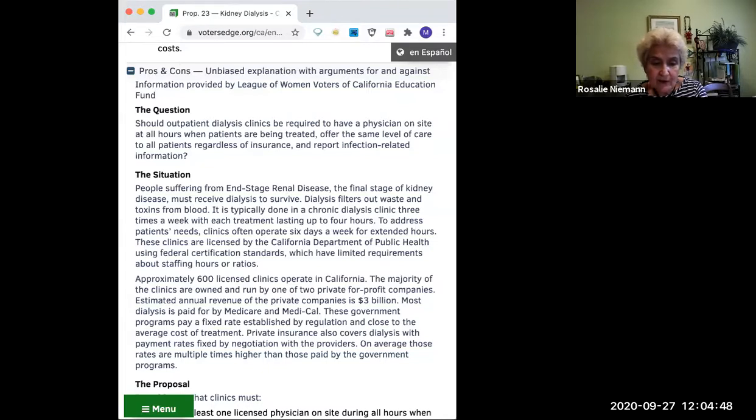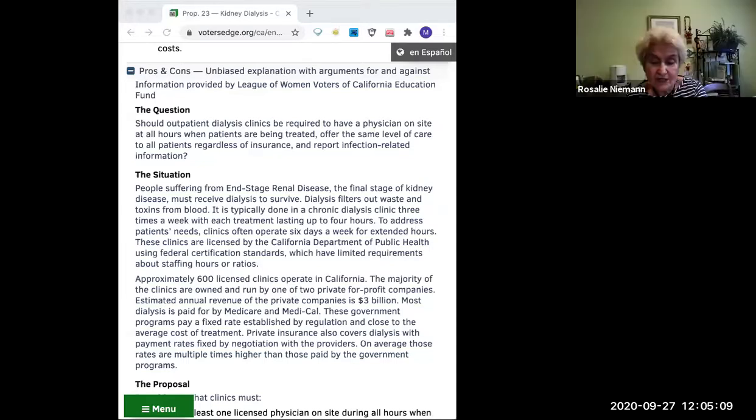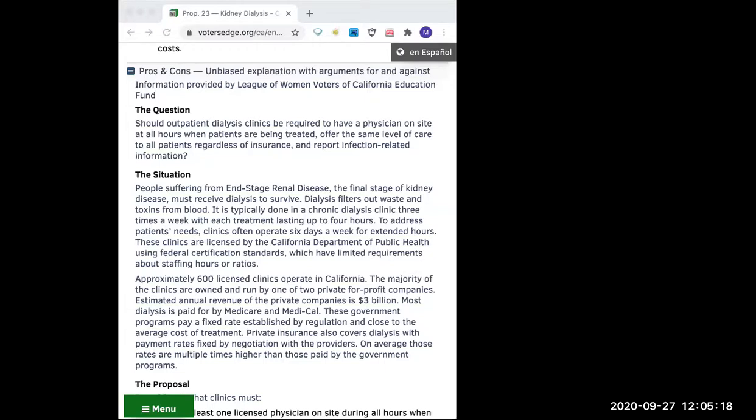The proposal says that Prop 23 says clinics must have at least one licensed physician on site during all hours when the patients receive treatment. They must offer the same level of care to all patients, regardless of whether treatment is paid for by private or government insurance. They must report more information about infections, and they must notify and obtain consent from the state health department before closing or reducing services.